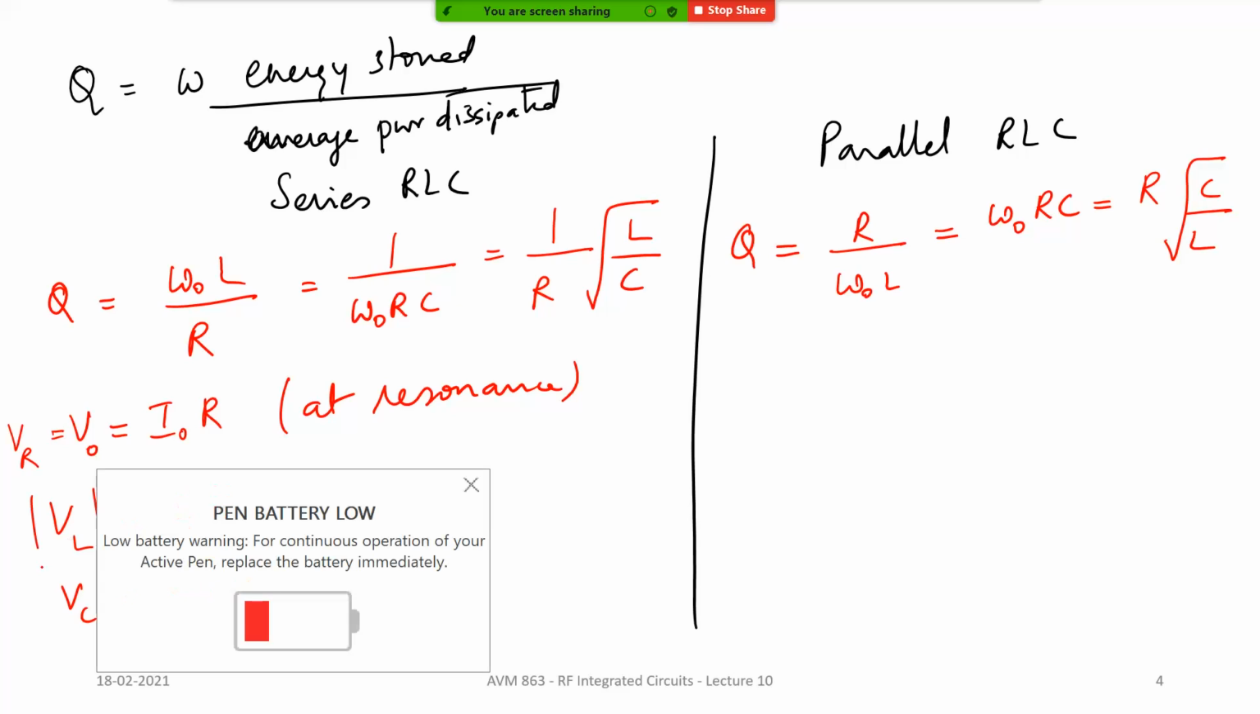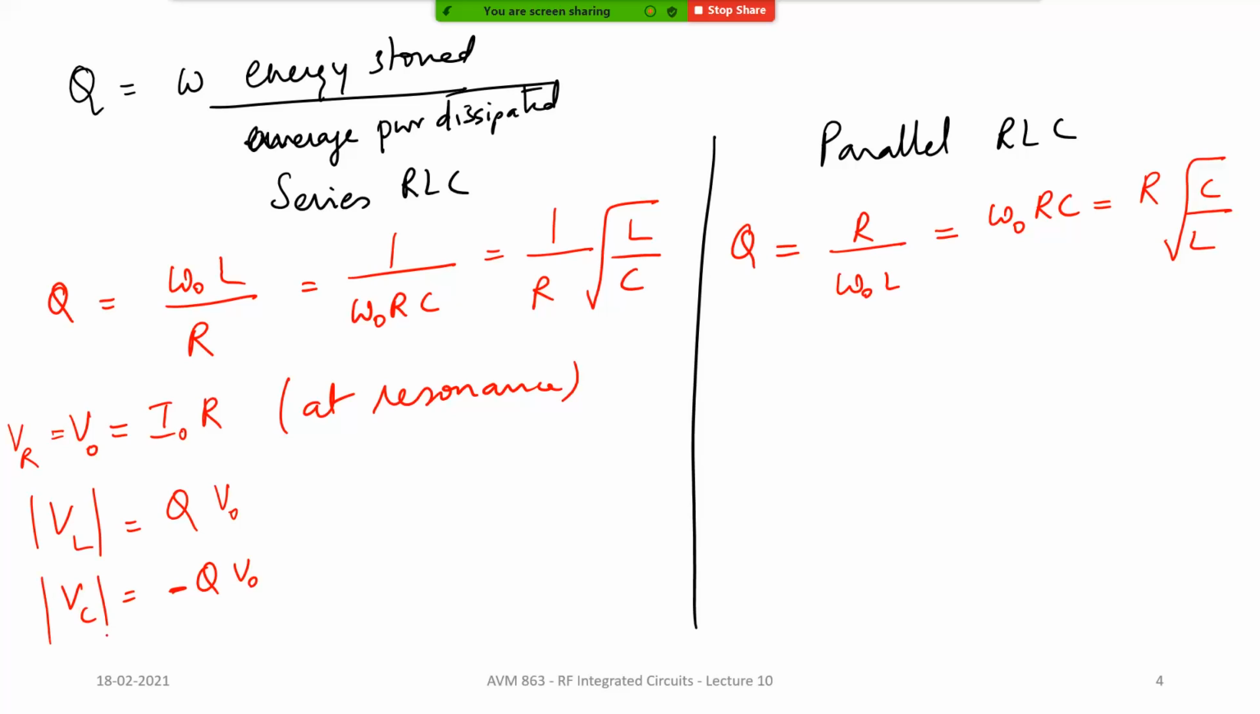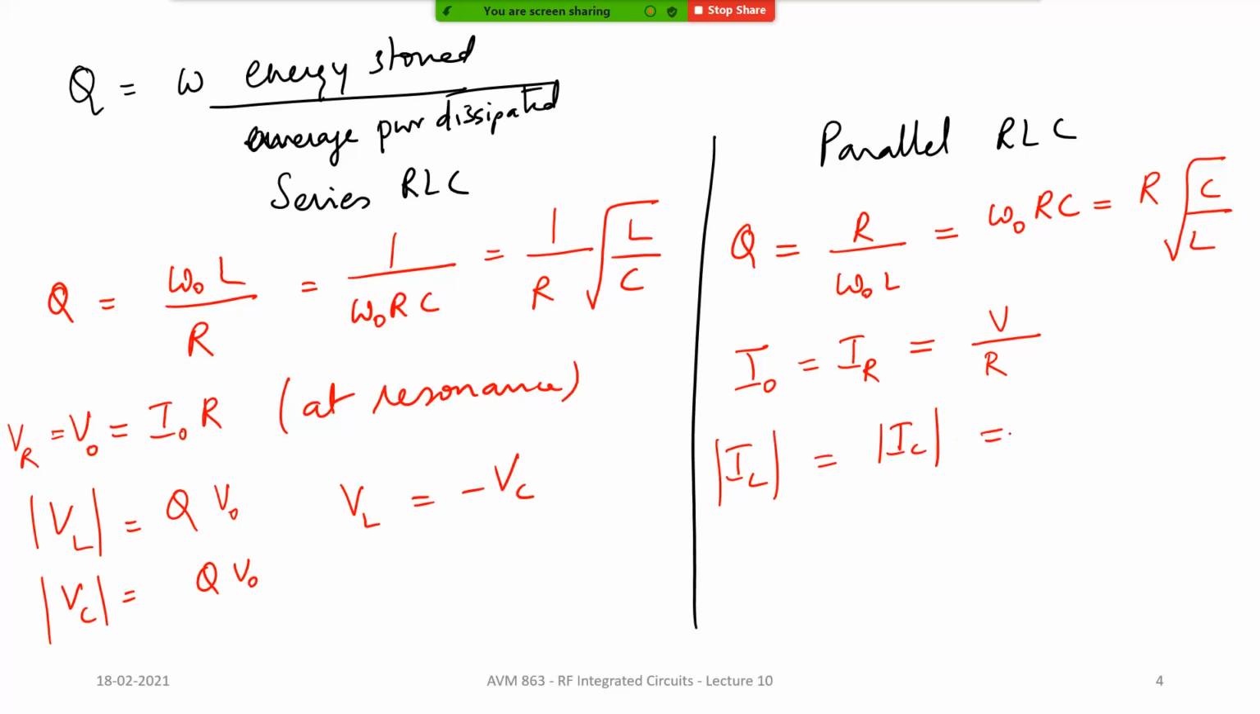So basically, the magnitude of VL, of course, this is a time varying thing, so the magnitude of VL and VC is Q times V naught, but VL will be the negative of VC. So if VL is positive, VC will be negative. If VC is positive, VL will be negative, right? Same way for parallel RLC, what happens? Let's say I naught is equal to the current through the resistor, which is equal to, let's say, V divided by R. Okay. But the magnitude of IL will be equal to the magnitude of the capacitor current, which will be equal to what? Q times I naught, right? And again here, IL will be opposite in direction to IC.